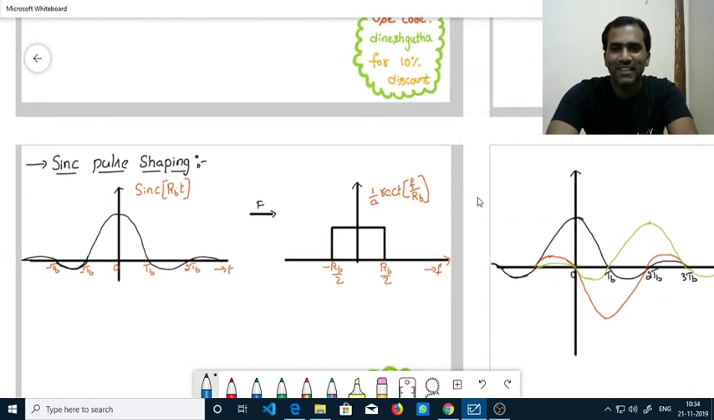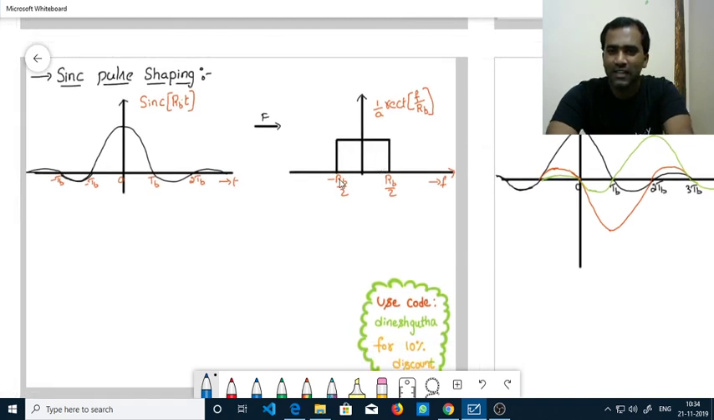Okay, so look at this one. Instead of transmitting rectangular pulses in time domain, how about transmitting sync pulses in time domain? Sync pulse shaping says to convert your rectangular pulse into a sync pulse, and it should be sync in time domain, not in frequency domain. Earlier it was rectangular in time and sync shape in frequency domain. Now, in sync pulse shaping, we are using the sync pulse shape in time domain, whose Fourier transform will be rectangular.